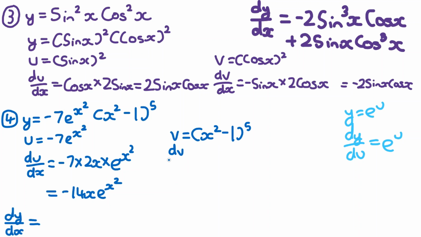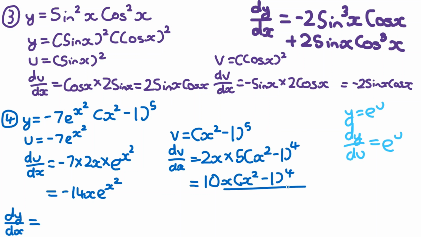Therefore dv over dx is equal to, so the inner function differentiated is x squared minus 1 differentiated, which is just 2x. This is multiplied by the outer function differentiated, so this 5 is going to come down here, so it's 5. Then x squared minus 1, this stays the same, and now it's going to be 5 minus 1, so it's now to the power of 4, and then 2 times 5 is 10, so it's going to be 10x, then x squared minus 1 to the power of 4.